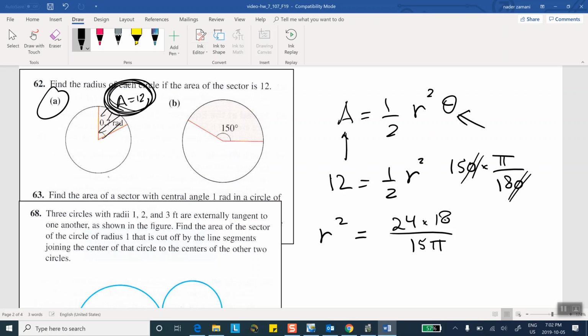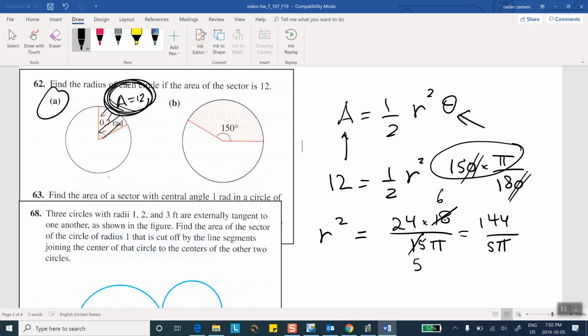Please make sure that you can do simple algebraic operations like this quickly. What I did, first of all, I canceled the zeros. Then I multiplied both sides by a 2 and an 18 to get rid of the 18 in the denominator, and then divided by 15 pi. Now you're going to put it in your calculator. Well, I can take this one step further. This is 5 and this is 6, right? Both are divisible by 3, so that's what I did. So it's 144 divided by 5 pi.